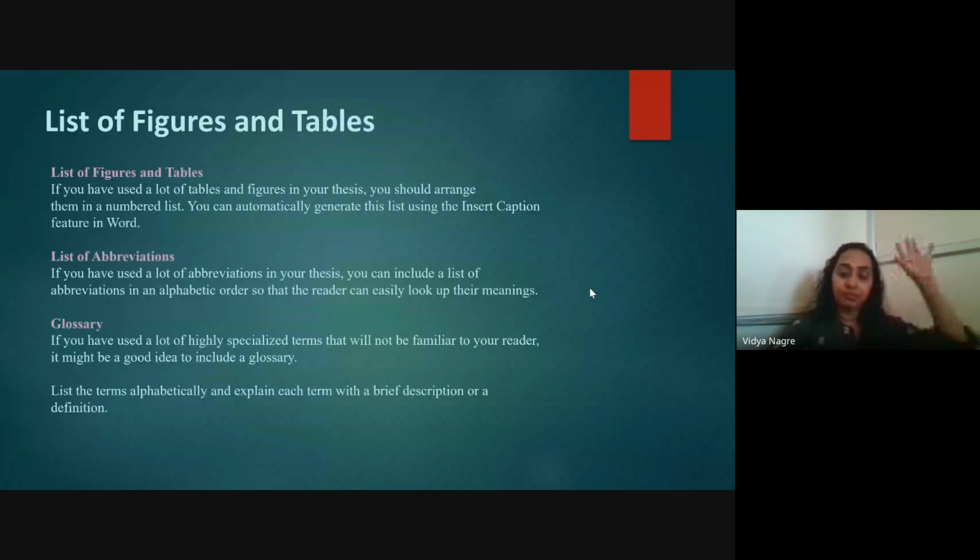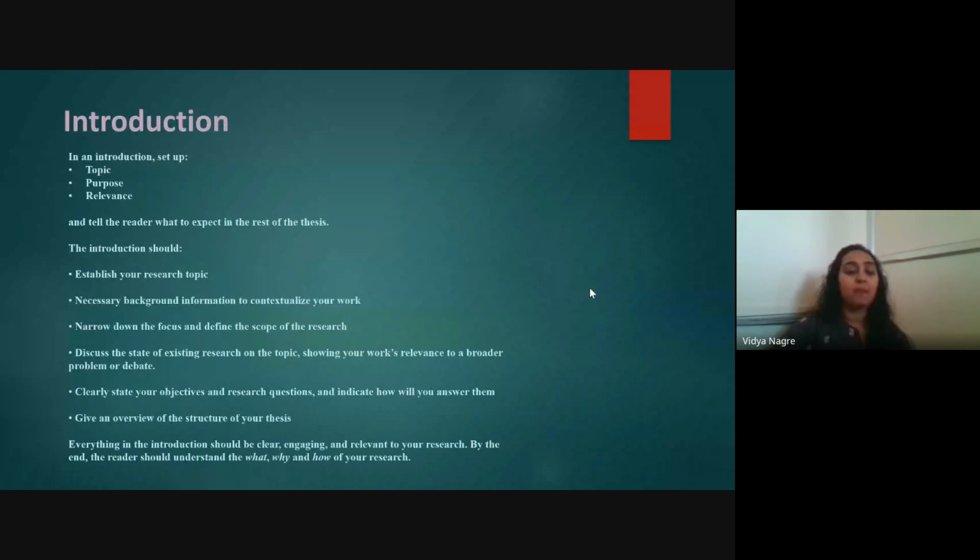In the same way, glossary: if your thesis is very technical and you are using technical jargon, then you had better give the meanings of those, or a glossary, a collection of all items. Same is with the figures and tables that you are going to use. So this particular section is highly important.